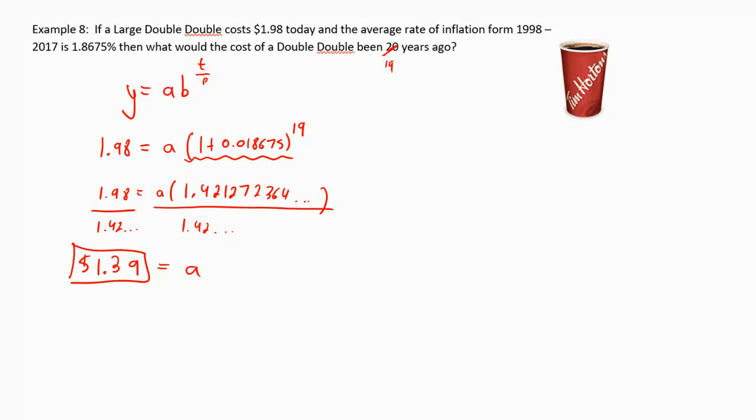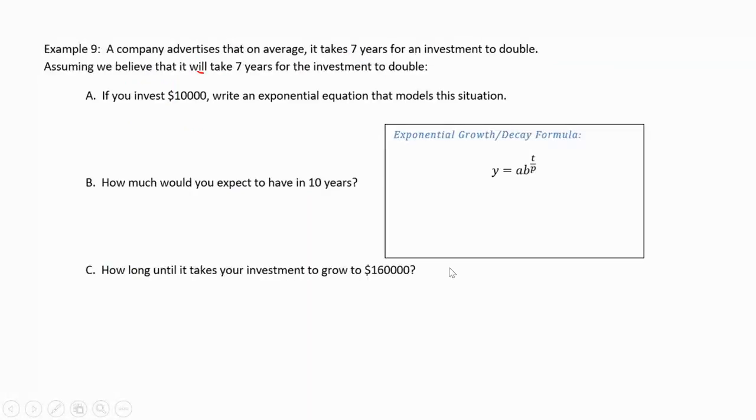Okay, so this is a question from the study of finance. This is the type of question that you might come across over here. So example 9 says a company advertises that on average it takes 7 years for an investment to double. Assuming we believe it will take 7 years for the investment to double, if you invest $10,000, write an exponential equation that models this situation.